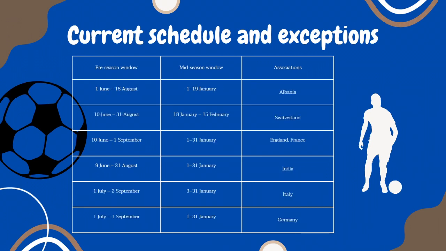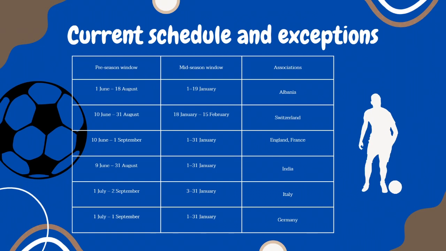Albania starts on the 1st of June to the 18th of August, and the mid-season window starts from the 1st of January to the 19th of January. Switzerland starts on the 10th of June to the 13th of August, and the mid-season window starts from the 18th of January to the 15th of January.